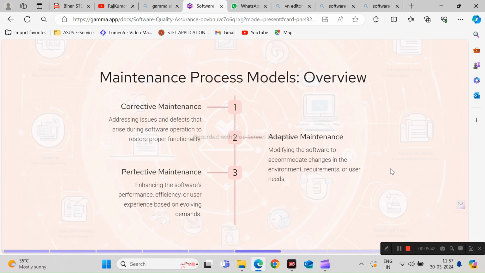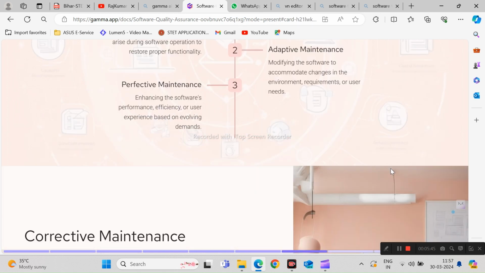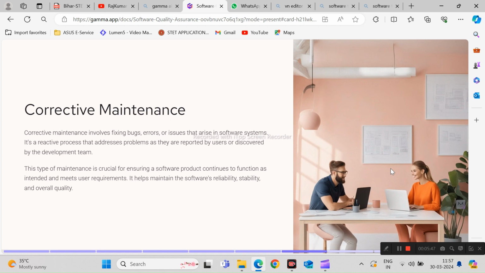Move ahead and see some more points. That is the maintenance. Corrective maintenance involves fixing bugs, errors, or issues that arise in the software system. It is a reactive process that addresses problems as they are reported by the users or discovered by the development teams. This type of maintenance is crucial for ensuring a software product continues to function as intended or meet user requirements. It helps maintain the software's reliability, stability, and overall quality. Move ahead and see adaptive maintenance.